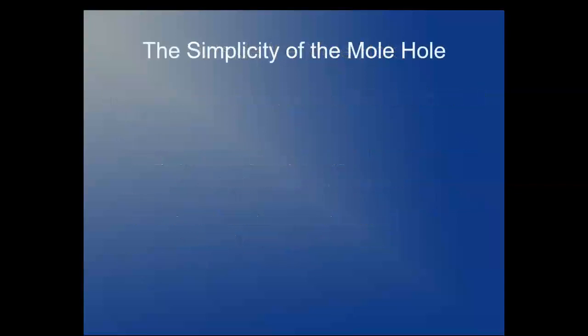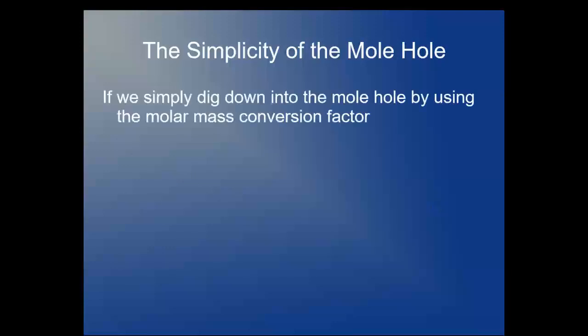However, when we are using moles, that is, if we simply dig down into the mole hole by using that molar mass conversion factor, dividing grams by grams per mole, we get moles. We see, oh, there is the formula. 2 moles of sodium react with 1 mole of chlorine to form 2 moles of sodium chloride, and by the same type of mathematics, dividing by the molar mass, 2 moles of potassium react with 1 mole of chlorine to form 2 moles of potassium chloride salt. Well, you can see the family resemblance here.